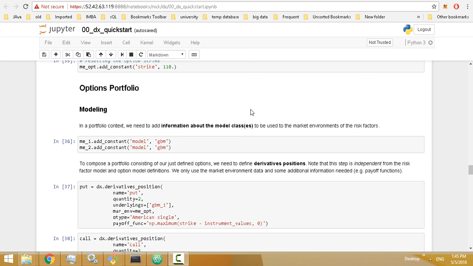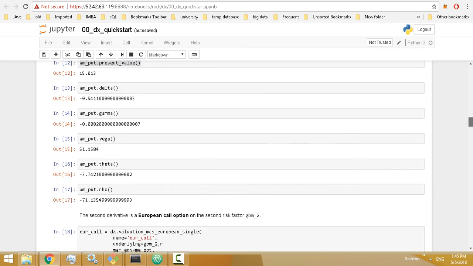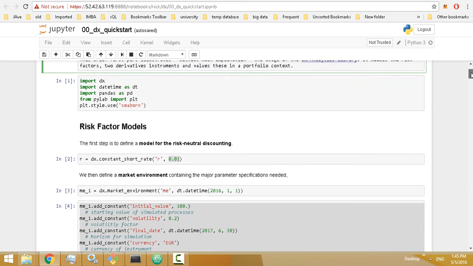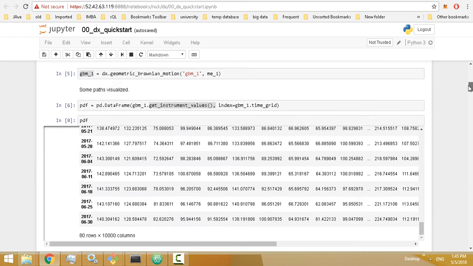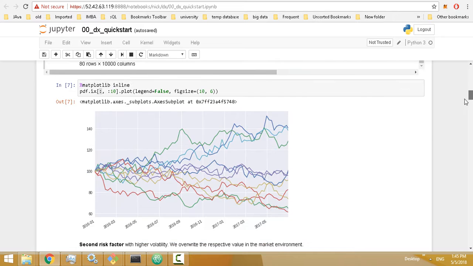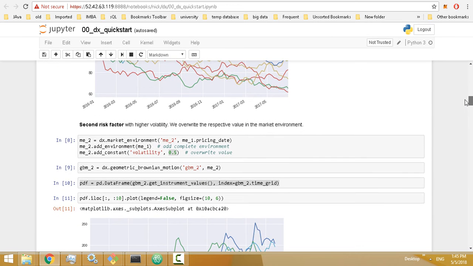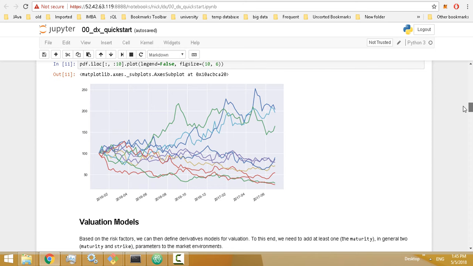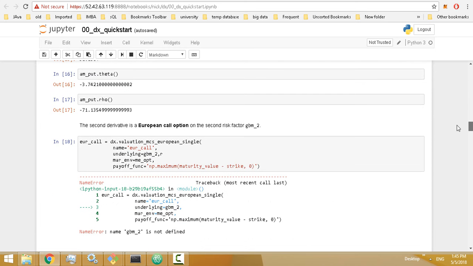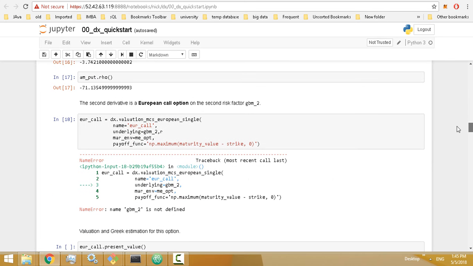I'm on DX Quick Start Session 0. We did simple models on how to create a very simple risk factor model, create an environment, pass some values to that environment, use models like GBM and Black-Scholes, and predict the underlying and the value of call and put and option Greeks.